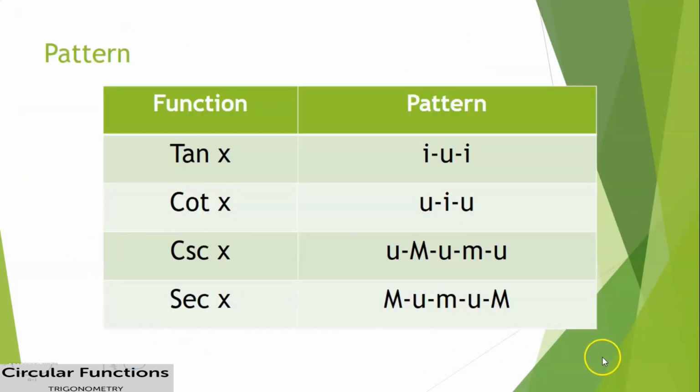Okay, next. Now, for the secondary functions, like tangent, cotangent, cosecant, and secant, they are considered non-sinusoidal graphs. They are asymptotic, so at some point the graph is broken. That's why for tangent, the pattern here is intercept, undefined, intercept. The undefined part here is the broken part. For cotangent, it's undefined, intercept, undefined. For cosecant, it's undefined, maximum, undefined, minimum, undefined. For secant, that would be maximum, undefined, minimum, undefined, and maximum.